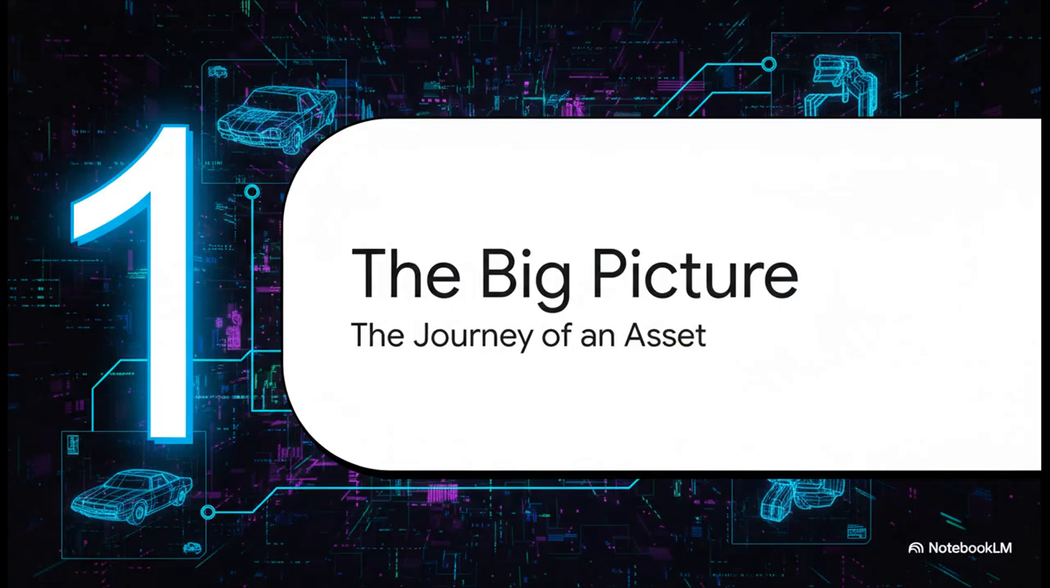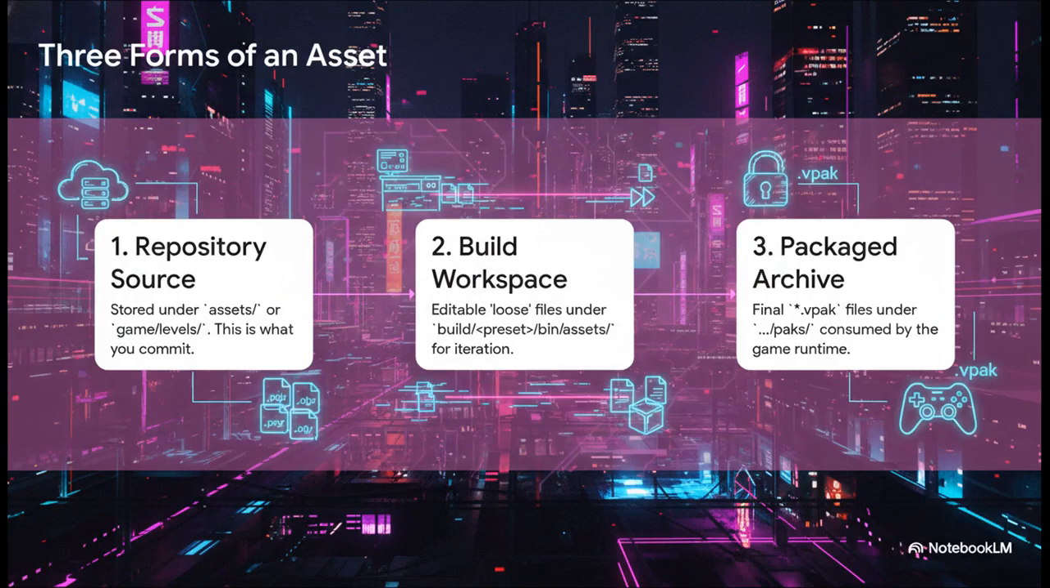Okay, let's start by zooming out a bit. Before we start typing commands, it's super helpful to understand the journey every single asset takes. Think of it like a 3-stage evolution that gets a file from your hard drive into the game engine. So everything begins as a source asset. This is your .png, your .obj file, the original thing you check into the repository.